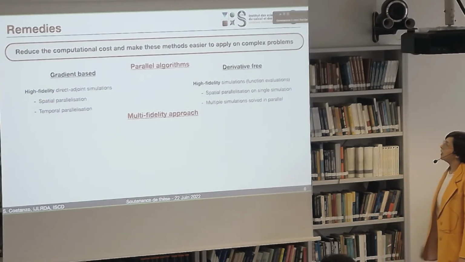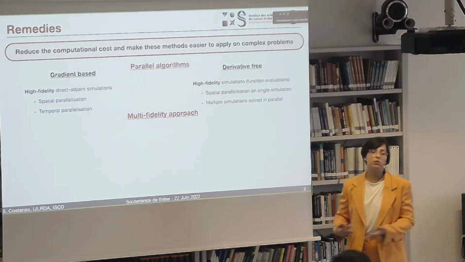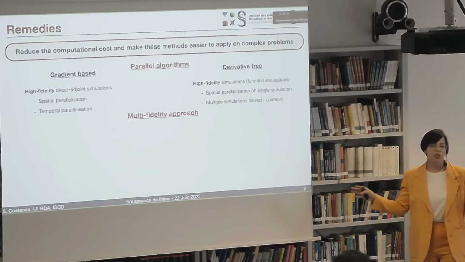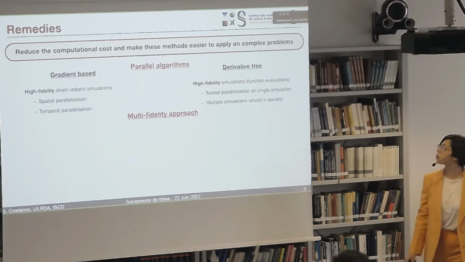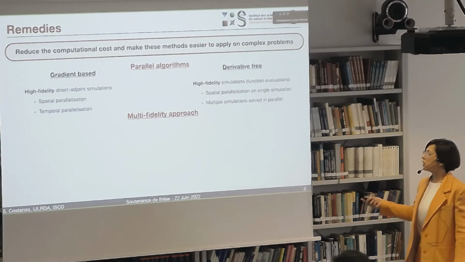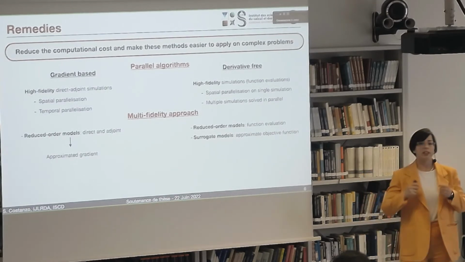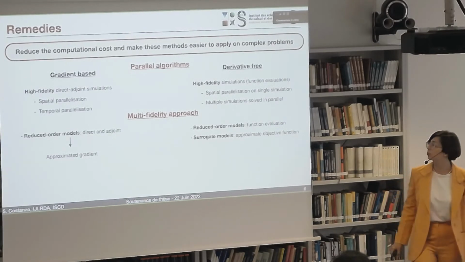And for derivative-free, what we can do is parallelize partially the single simulation, so the single CFD simulation, or we can launch multiple simulations at the same time in parallel to evaluate the function at different points at the same time. When we talk about multi-fidelity approach, we want to build reduced order models that have dimensions lower than the high-fidelity model, so it's faster to compute.